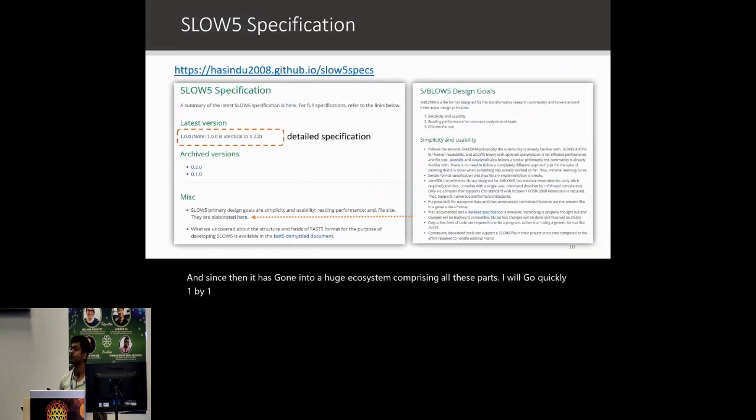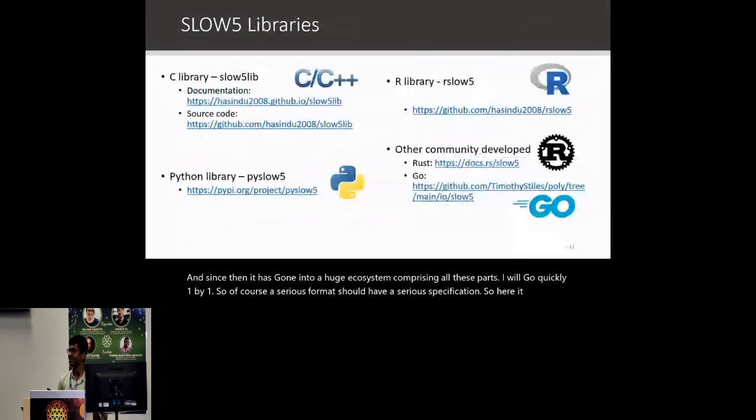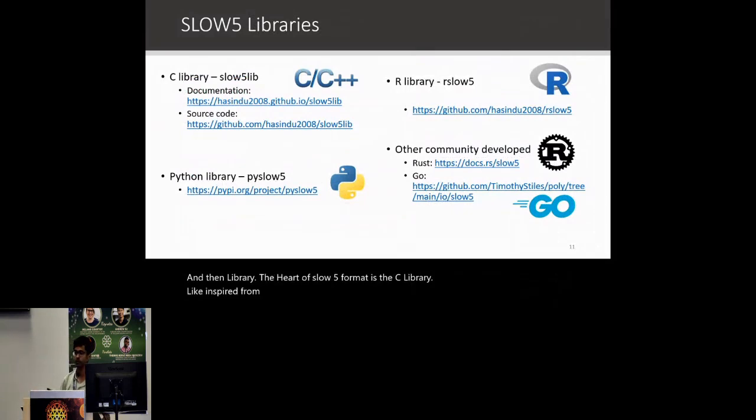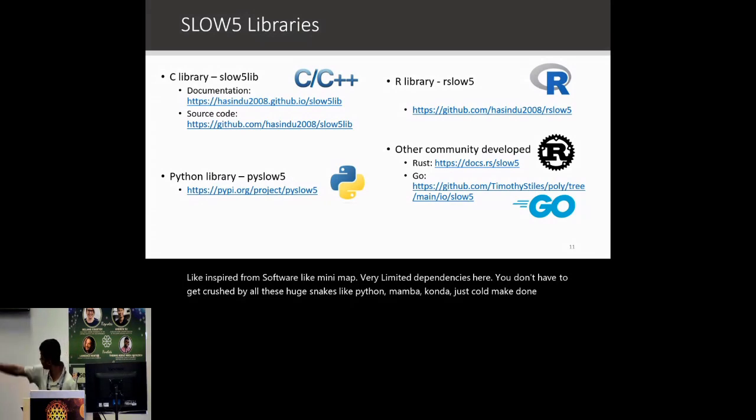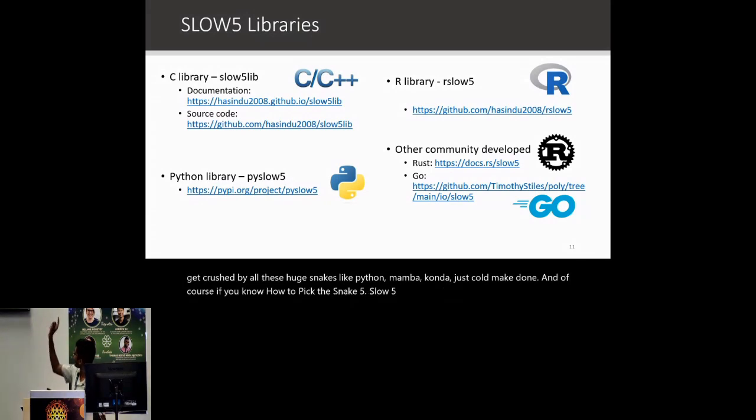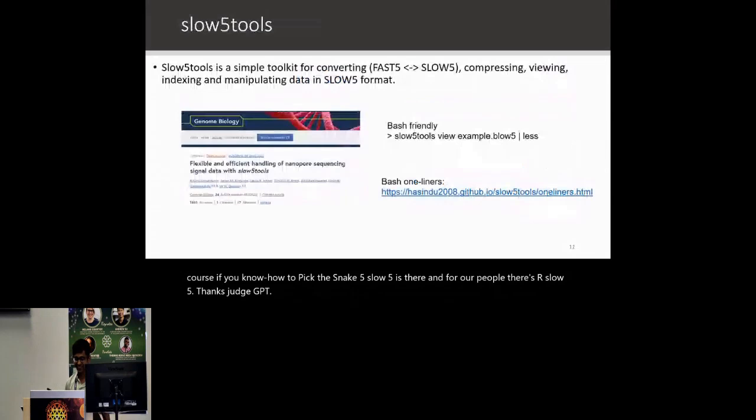So, of course, a serious format should have a serious specification. So here it is. And then libraries: the heart of the slow5 format is the C library. Inspired from software like Minimap, very limited dependencies here. You don't have to get crushed by all these huge snakes like Python, Mamba, Conda. Just call make, done. And of course, if you know how to pet the snake, slow5 is there. And for R people, there's R slow5, thanks ChatGPT. And some community developed tools too.